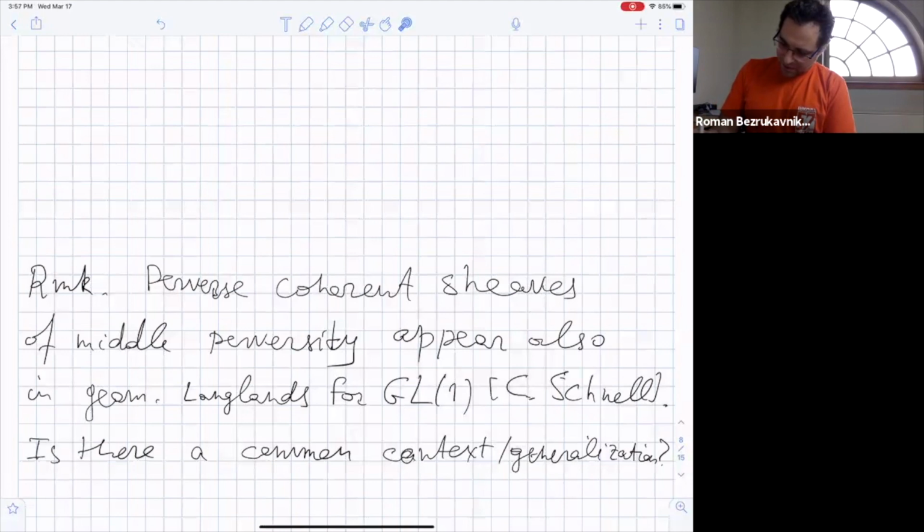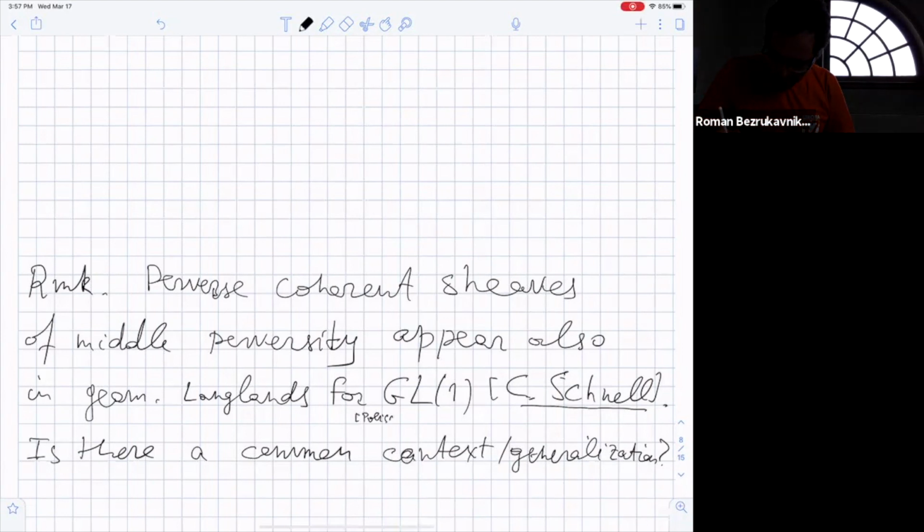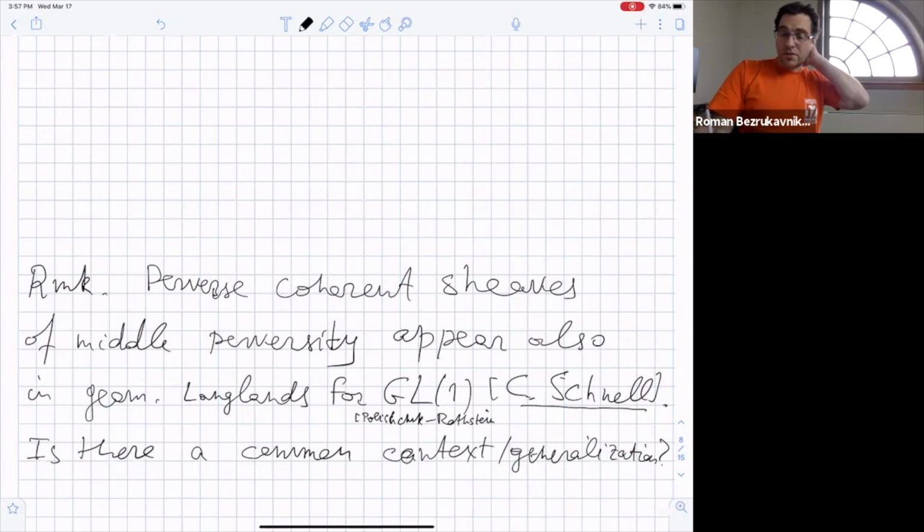So this is a paper of Chris Schnell that I really like, which concerns geometric Langlands for GL1, known as the work of Polishchuk, Rothstein, and Laumon. It's an equivalence of categories, like D-modules on abelian varieties and coherent sheaves on local systems.